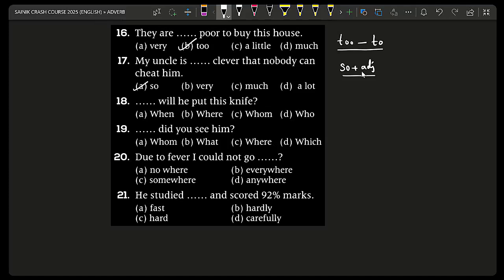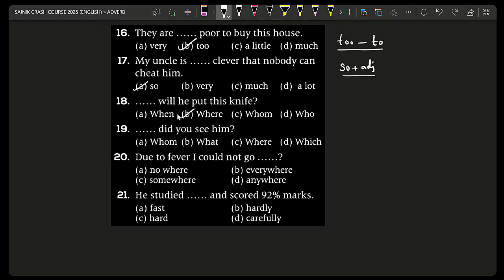Sir, is it option A? No. Option A is also correct up to some extent, but it is incomplete. Better than option A, you can go for one more option. Sir, then it is option B. Yes, B is correct. Where will he put this knife? Okay, option B is correct. Vishnu, very good. You gave almost all correct answers.